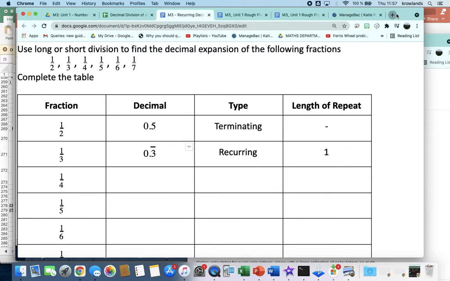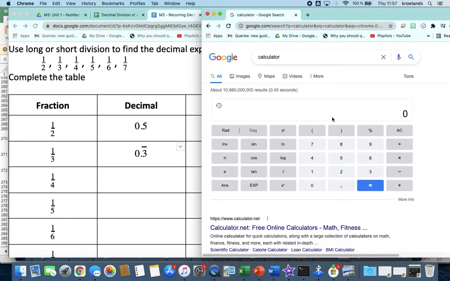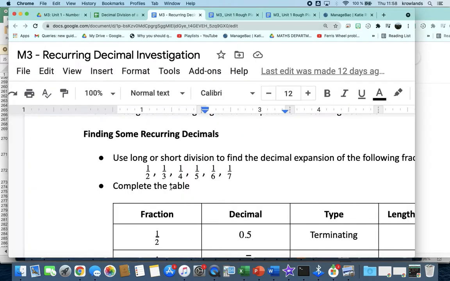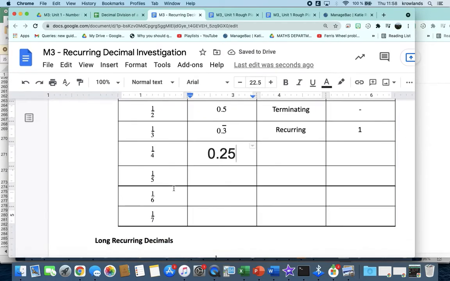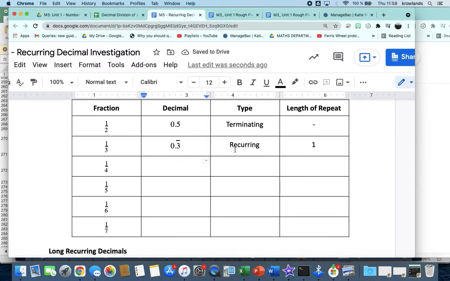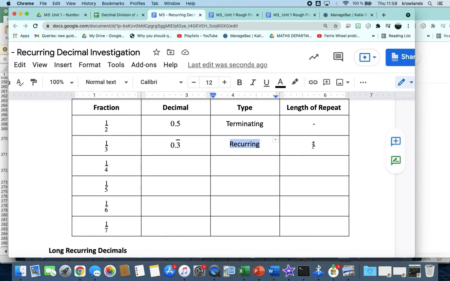So what we're going to do is write the top number, or numerator, divided by the bottom number, or denominator. 1 divided by 4 is equal to 0.25, and then we ask ourselves, is that terminating or recurring? If it is terminating, you need to just leave the length of repeat blank. We repeat this process for the rest of the table, being sure you're filling out both the type and the length of the repeat as well as the decimal.